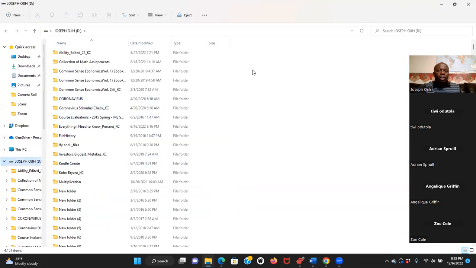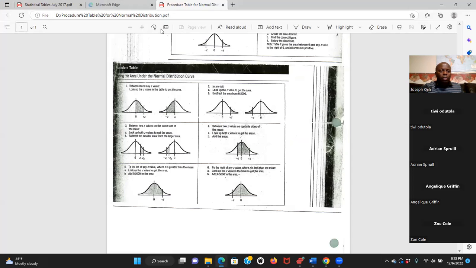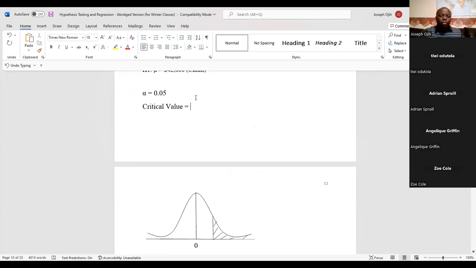If you look at our procedure table here, let me show you the table right here. You can see that when it's at the tail, it says look up the z value to get the area. Subtract the area from 0.5. You can see this diagram looks like what we have in our chart. So that means we're gonna do 0.5 minus 0.05. That's alpha.